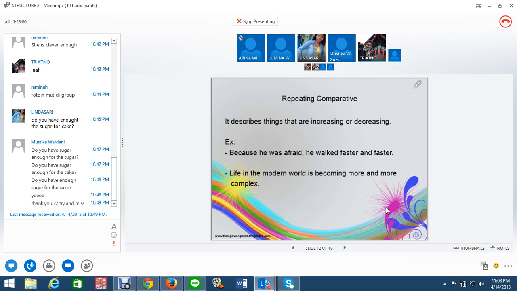Okay. You can see your book. Okay, your module. Actually, I am a little bit confused here. That's why I think there's some mistakes in your module. Here actually repeating comparative, it describes things that are increasing or decreasing. Okay, it describes things that are increasing or decreasing. Okay, this is repeating comparative.